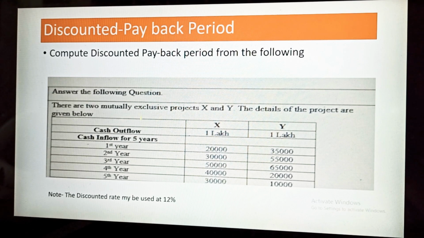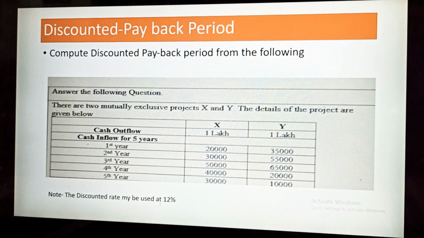The details of the projects are given, like the cash outflow is 1 lakh in project X and 1 lakh in project Y. You can see here that cash inflows are given for 5 years. First year 20,000, second year 30,000 in case of X, and in case of Y, 35,000, 50,000, 55,000, 65,000, 20 and 10,000 rupees are given. So this is the inflow of project X and the inflow of project Y. In this case, what you have to do, and here you can see that for the discount rate you can use 12%. For solving this question we have two methods.